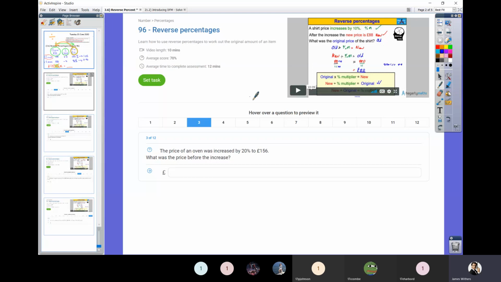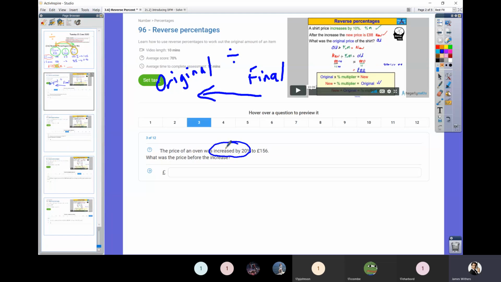So this is one where we're going from the final price back to the original price. All of these will be final back to the original. All of these are going to be dividing. Now, step 1, you work out the percentage increase in exactly the normal way. So it was increased by 20%. So that's going to be your usual 100 plus 20 equals 120. So your multiplier is 1.2. So take that final price, which is £156, and divide by 1.2.